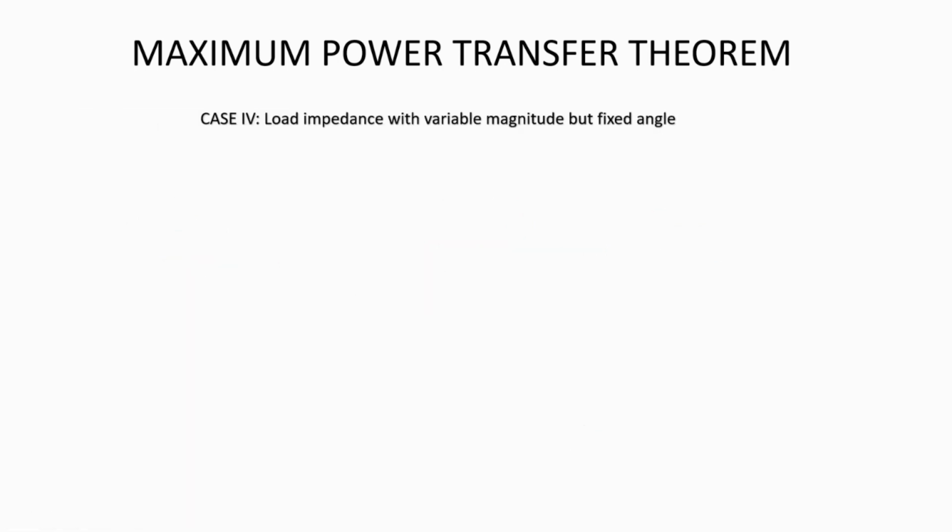Let us now move on to the last case of maximum power transfer theorem. The fourth case says that the load impedance is going to have a fixed angle and only the magnitude of that load impedance is going to change.